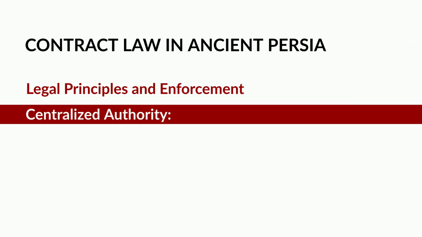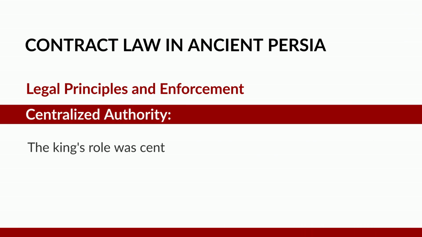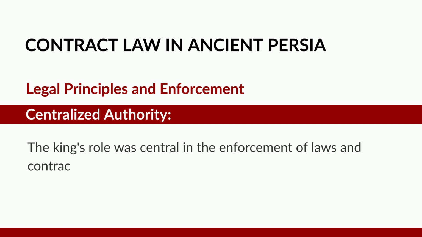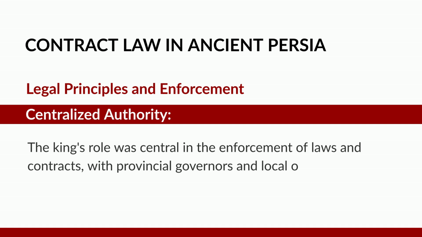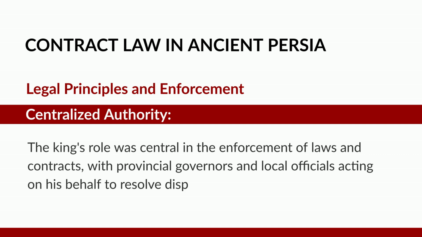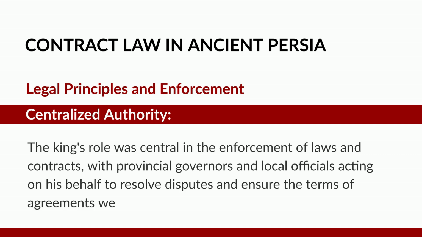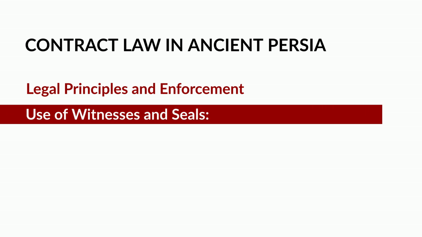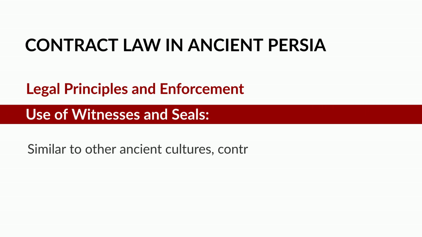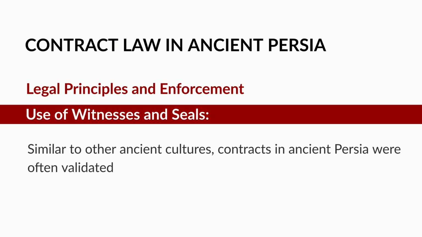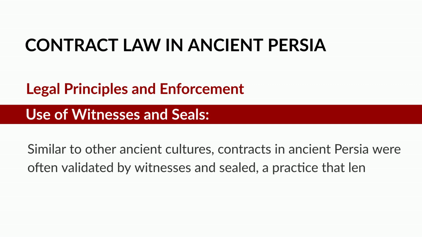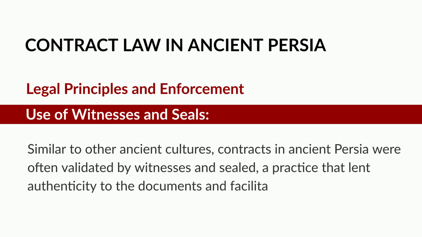Centralized authority. The king's role was central in the enforcement of laws and contracts, with provincial governors and local officials acting on his behalf to resolve disputes and ensure the terms of agreements were met. Use of witnesses and seals. Similar to other ancient cultures, contracts in ancient Persia were often validated by witnesses and sealed, a practice that lent authenticity to the documents and facilitated their enforcement.